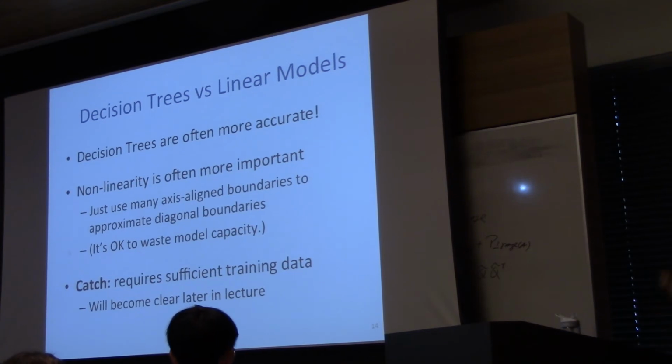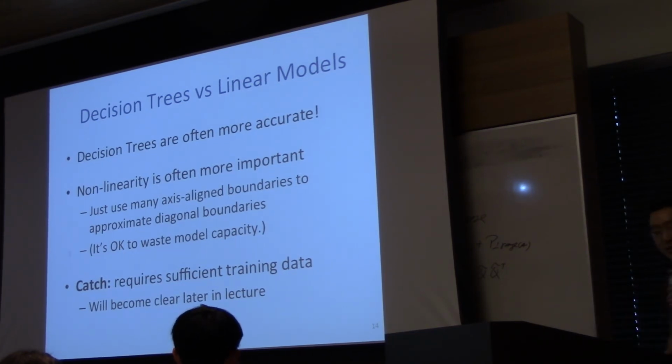It's okay to train a complicated tree that maybe has some wasted model capacity doing things that are not that useful, if you get everything that you need to get. And of course, this requires having enough training data, and we'll talk about this a little bit more later in the lecture.